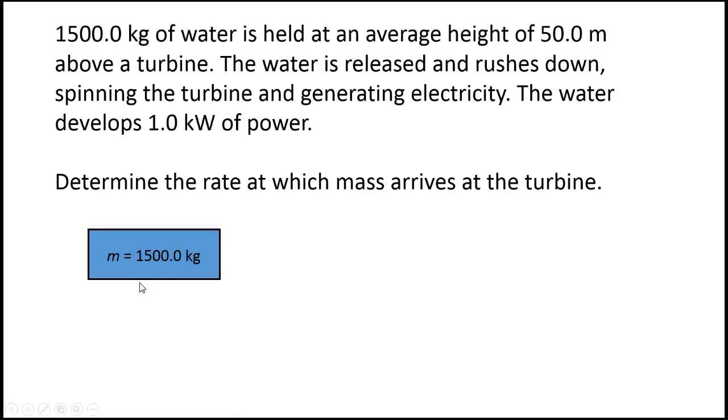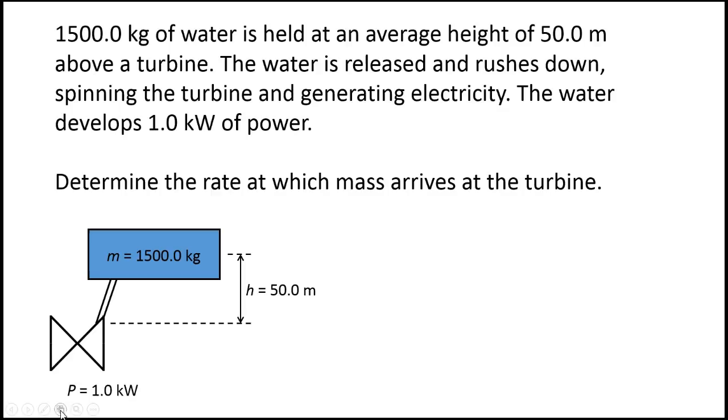I know there's some water, and I know what the mass is. And I know that water is being held above a turbine, and it rushes down toward the turbine. So maybe there's a pipe carrying the water from the container down to whatever the turbine looks like. And I know how high up the water is from the turbine, 50 meters. And I know that the turbine generates electricity when the water flows down, and the power of that electricity is 1.0 kilowatts. Okay, so I'm kind of figuring out a picture. I've got my givens listed. They're in the picture, which helps.